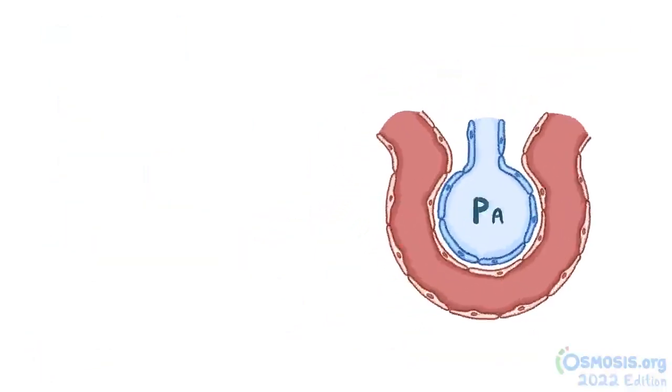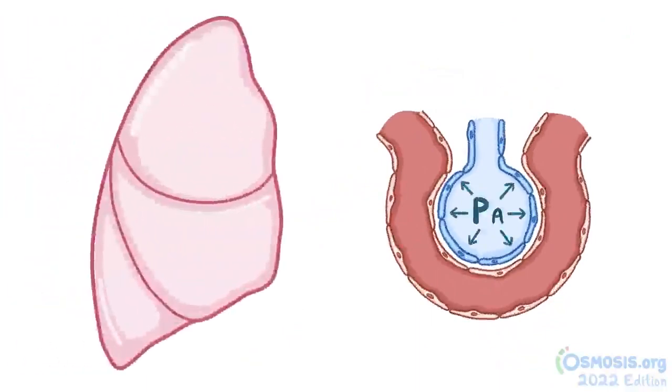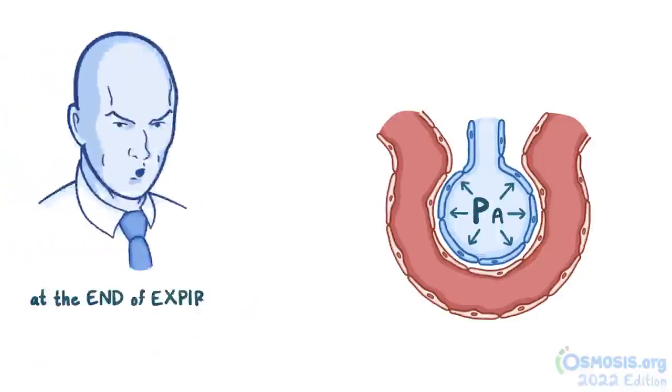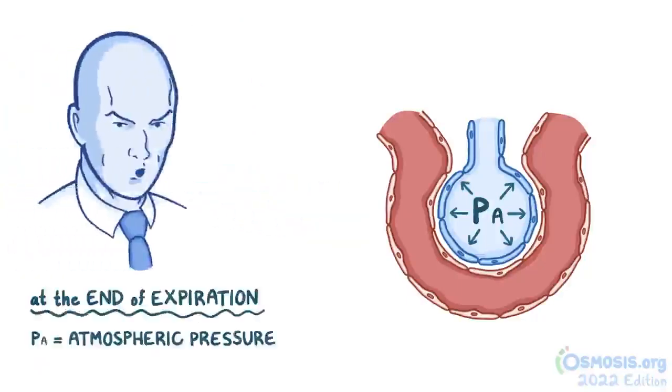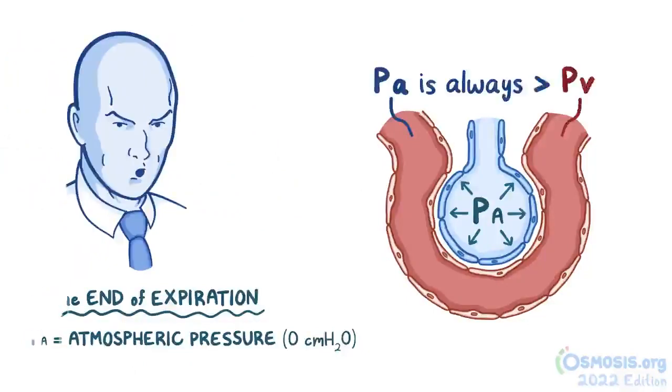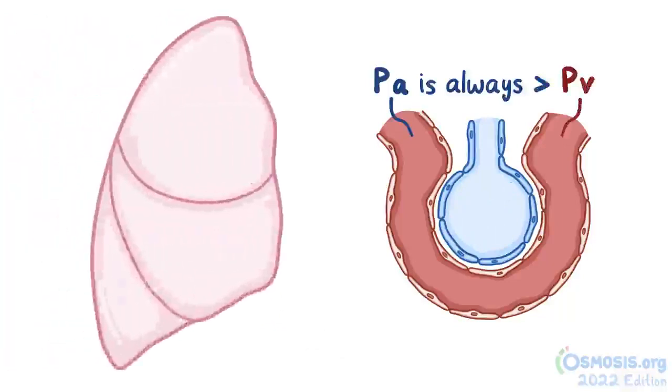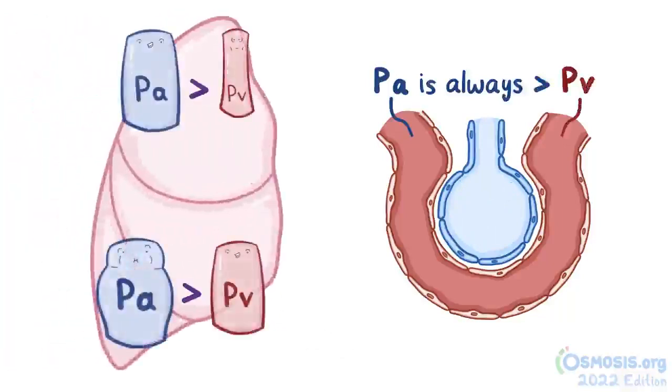Now, P big A, which is the pressure within the alveoli of the lungs, is relatively constant throughout the lungs. At the end of expiration, it's equal to atmospheric pressure, which is 0 centimeters of water. And although the pressure in the arterioles is greater than the pressure in the venules, their values change at different vertical levels within the lungs.